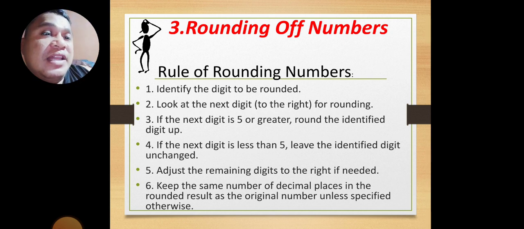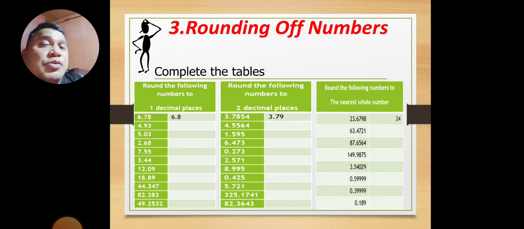Number 4, if the next digit is less than 5, the digit is unchanged. Meaning, you do not change anything at all if the number you remove is less than 5. And number 6, keep the same number of decimal places in the rounded result as in the original number unless specified otherwise. Yes, that is correct. So practice: complete the table, round the following numbers to one decimal place.